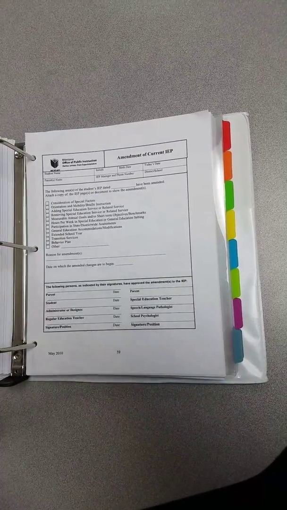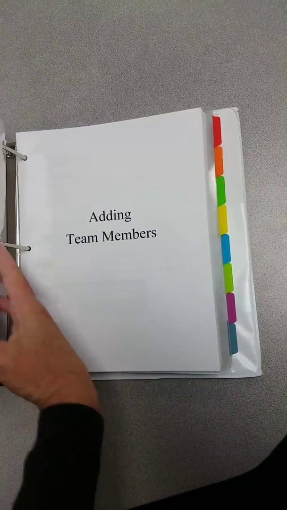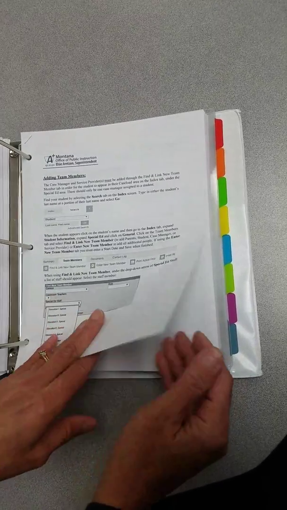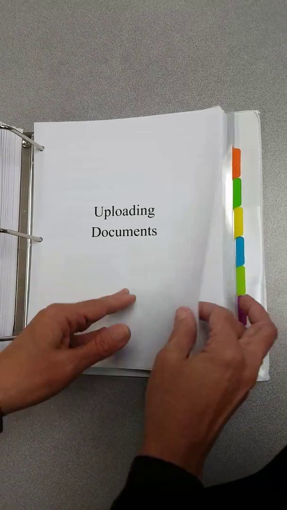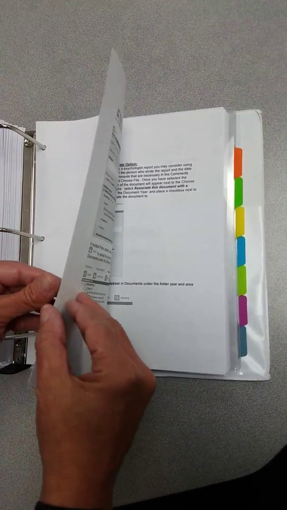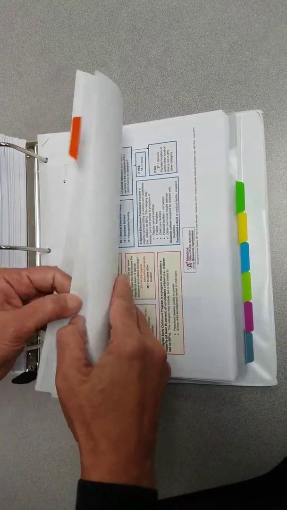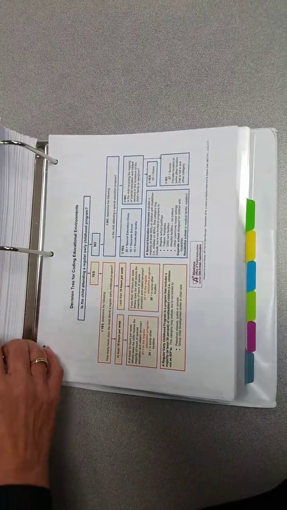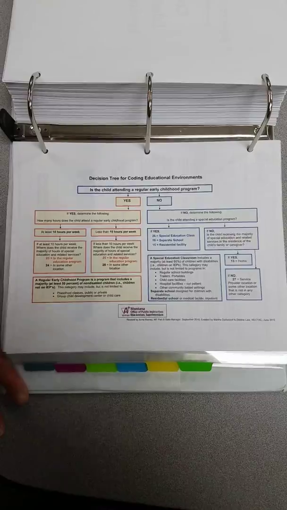And then the amendment of current IEP, and adding team members through AIM. Again, this is just a document from OPI explaining how to do that. Okay. Uploading documents. Again, another document from OPI explaining how to upload documents into AIM. Coding educational environments. This is just a flow chart, or decision tree, for how we would code educational environments.